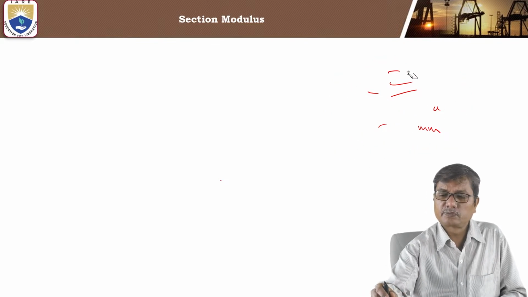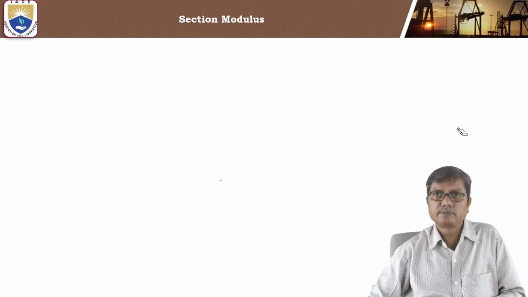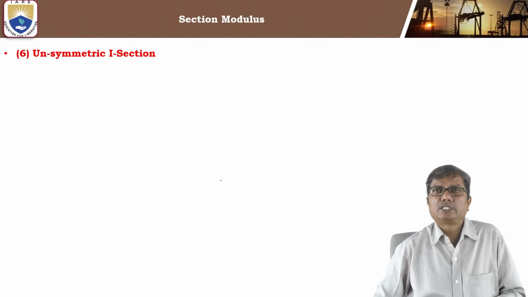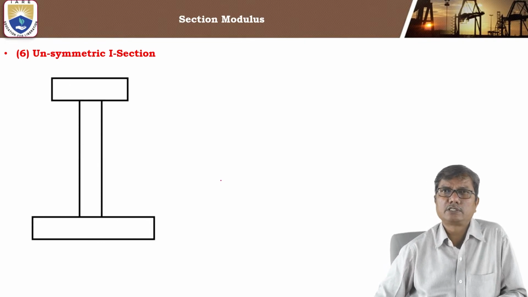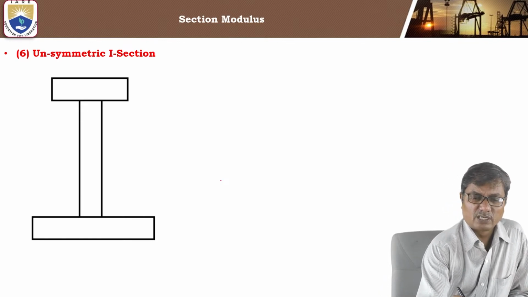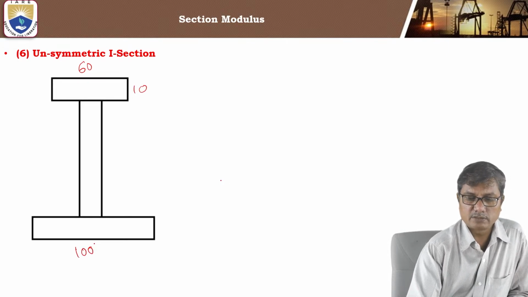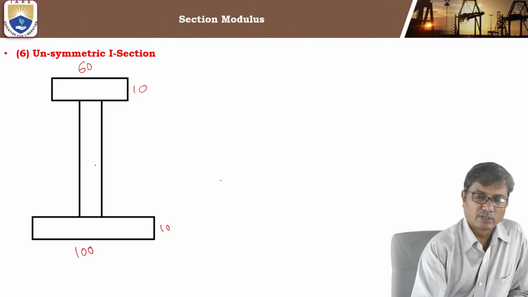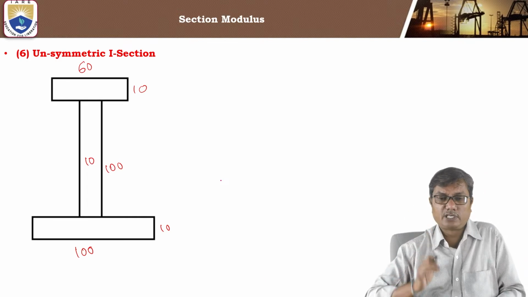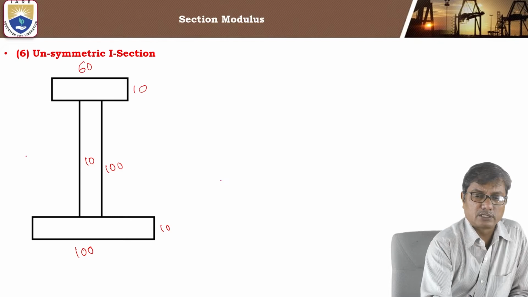Next, this is for a symmetric section. Let us now consider an unsymmetric I section. So let the top flange be of dimensions 60 by 10 and the bottom flange be 100 by 10, and the web portion be of dimensions 100 by 10 again. Just for example, I am taking all these dimensions.